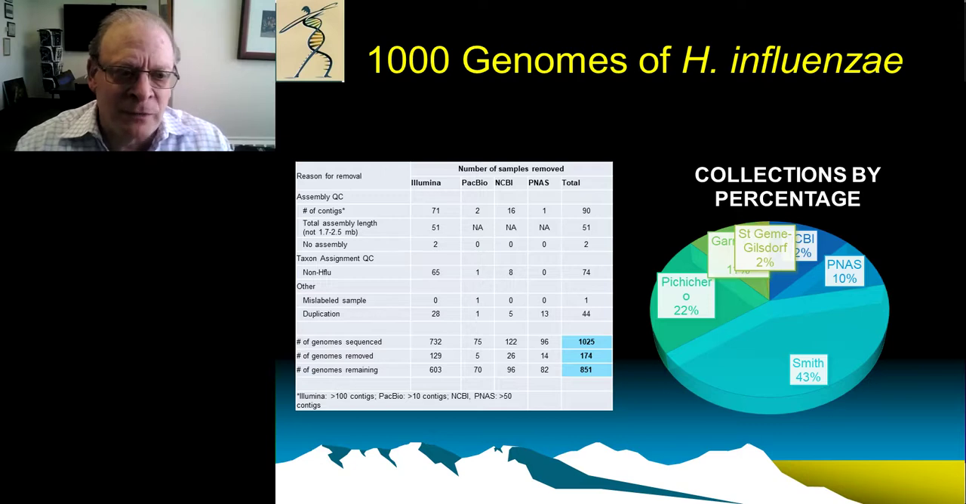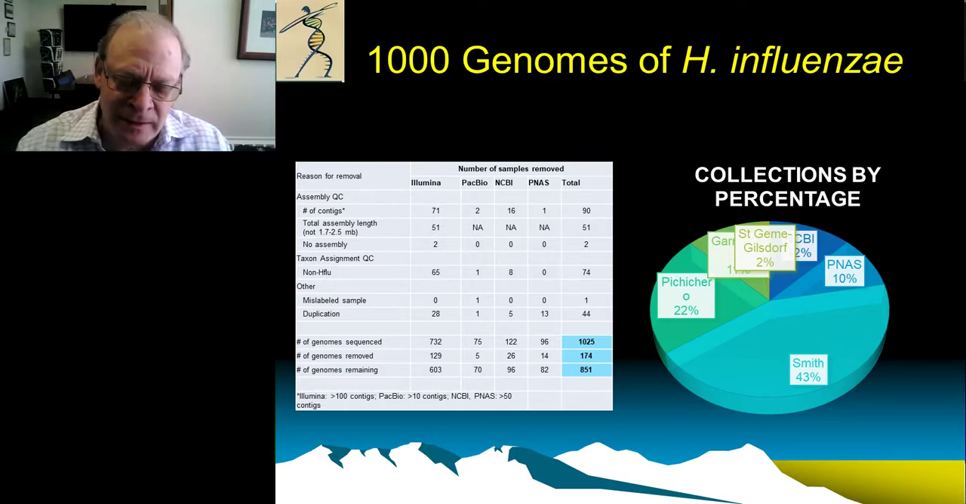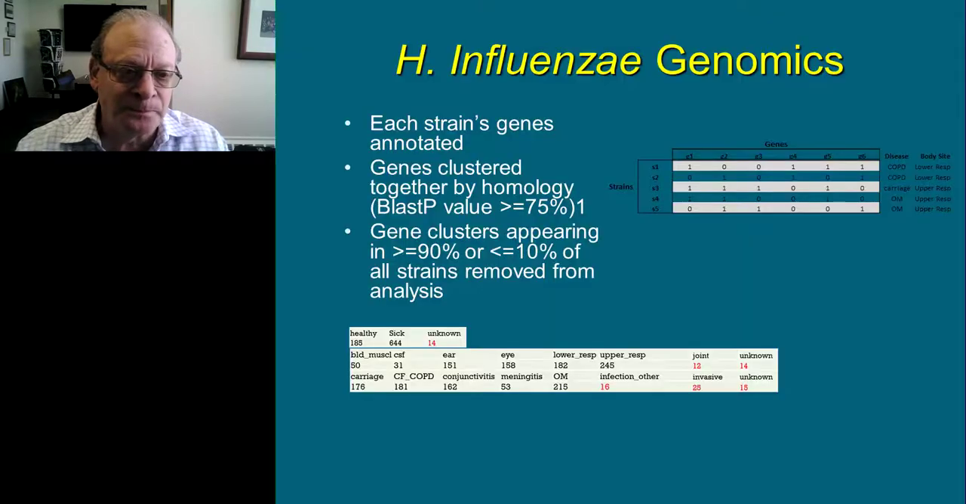So now, instead of working with a couple hundred genes, we're working with over 1,000 genomes, characterized both by the disease they cause and the tissue body site from which they were recovered. And so we have each strain's genes annotated, or at least grouped into COGs.